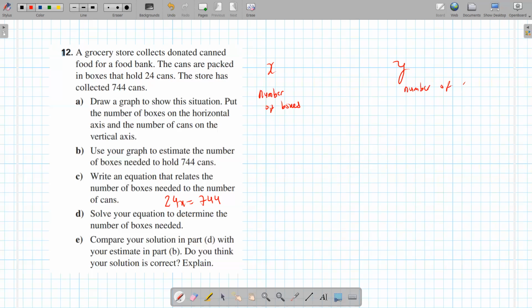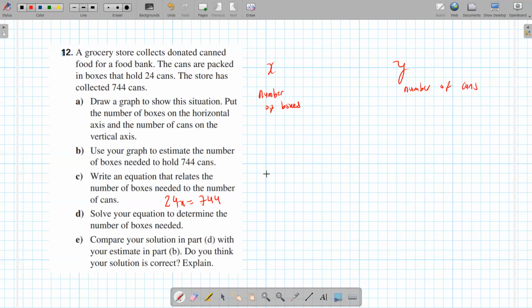Now it's asking us to graph this. It's number of boxes on the horizontal. See, the answer was right here as well. Horizontal is always the independent variable, so number of boxes. Vertical is always the dependent, number of cans. And we've done this before. Graphing this might be a little bit difficult because you have to go all the way to 744.